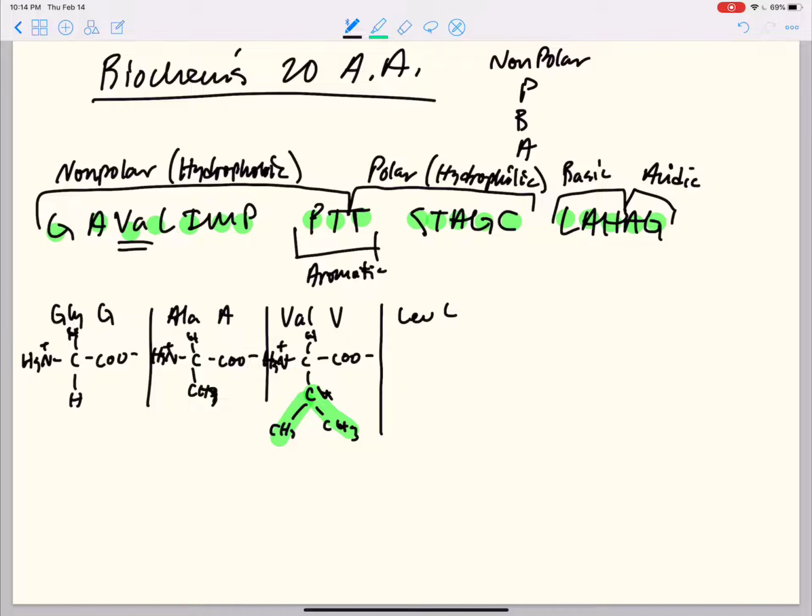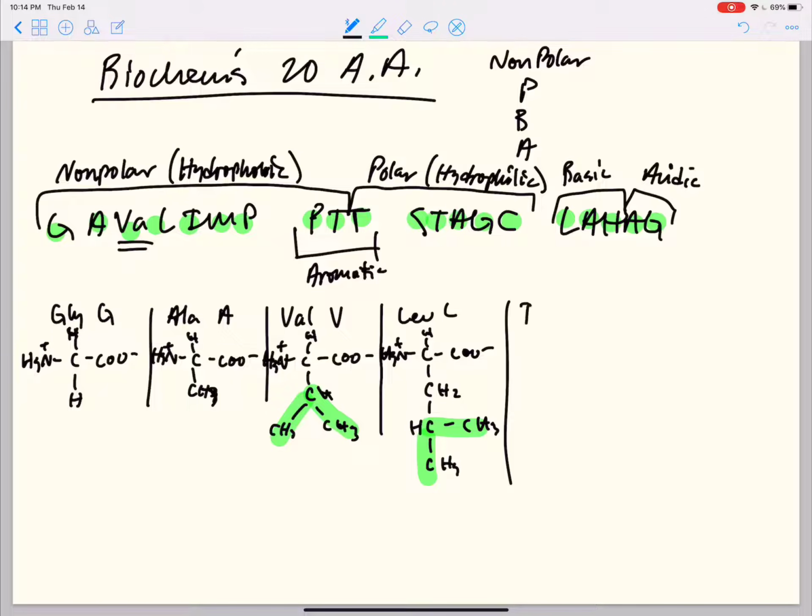Next we have leucine. So you have CO minus, you have your H3N group, you have your carbon here, and you have another carbon, another carbon, another carbon. So carbon is always going to have 4 bonds, no more. And right now we are in leucine and we have an upside down L.